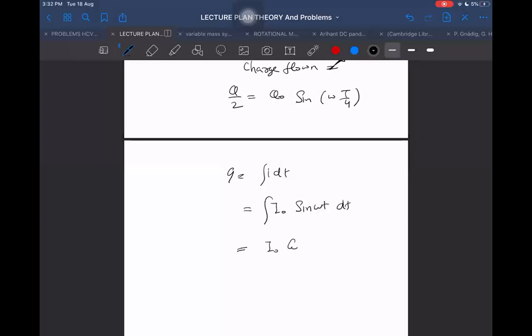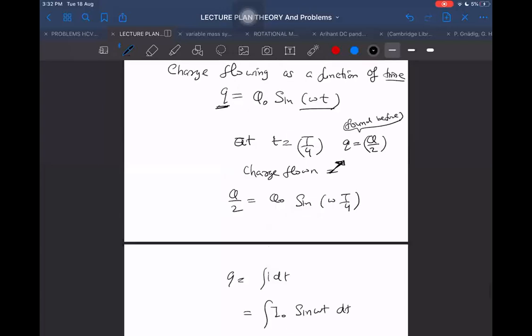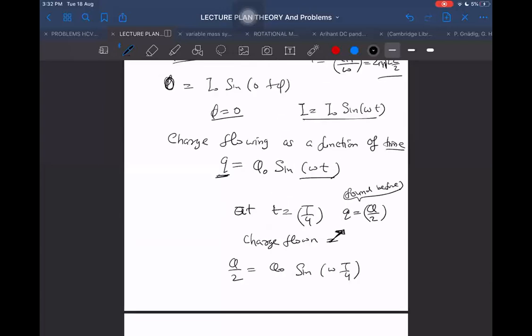Cos omega t by omega minus, plus some constant. Let us use that at t equal to 0, q will be 0. Then there will be some constant, so I should not use this formula here. I should not use this, and then I will.